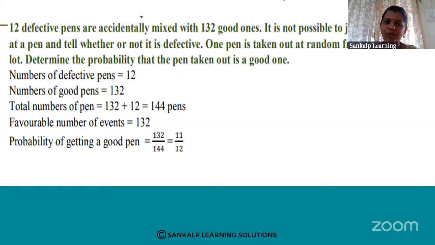The number of defective pens: 12 defective pens are there. Right? How many defective pens are there? 12 defective pens.